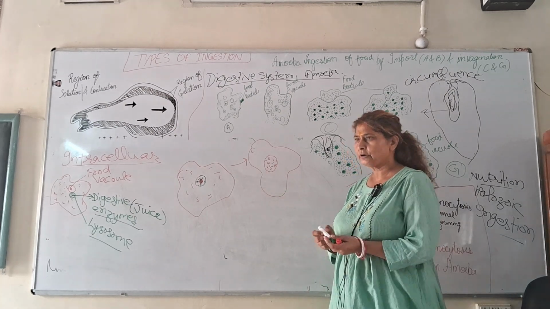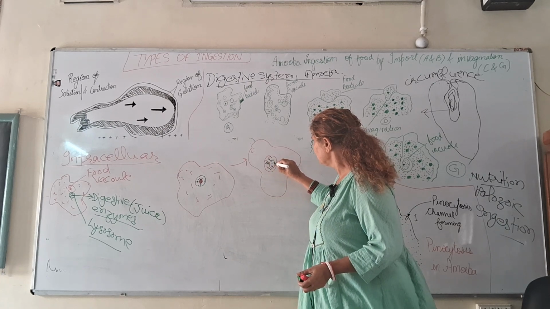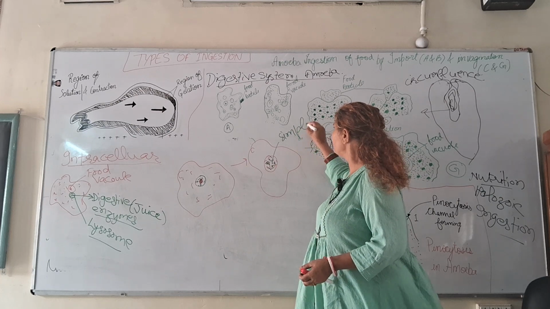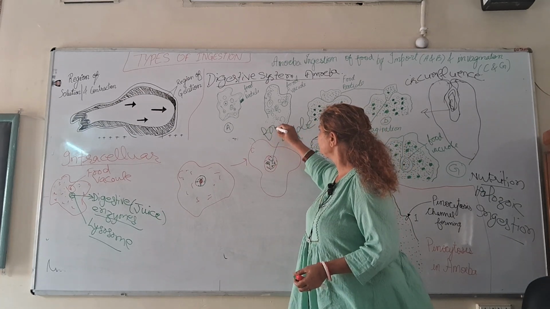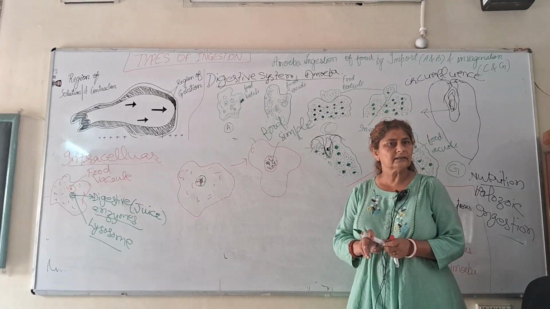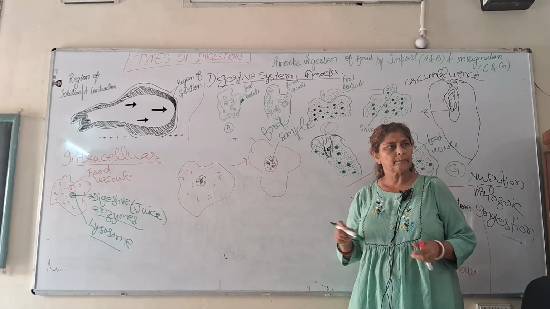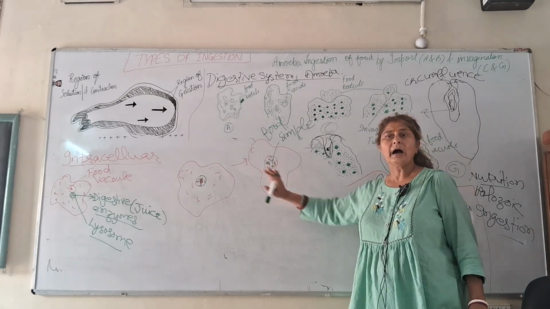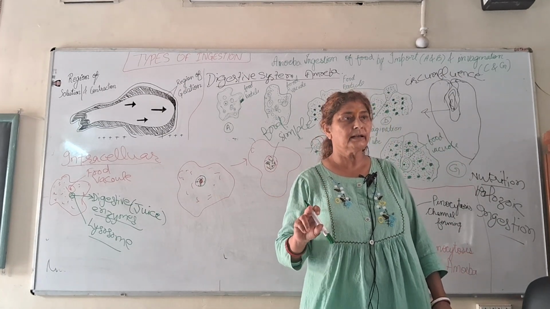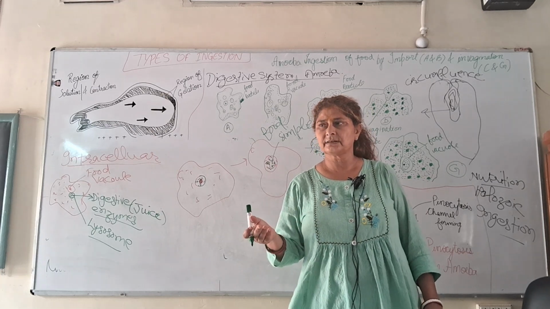Now this food changes into simple form. Food in simple form. It has changed into simple form. That is digestion. I have already told you: complex food changes into simple form. Now they are simple. Up to here, digestion takes place. Clear about digestion? Now what next?